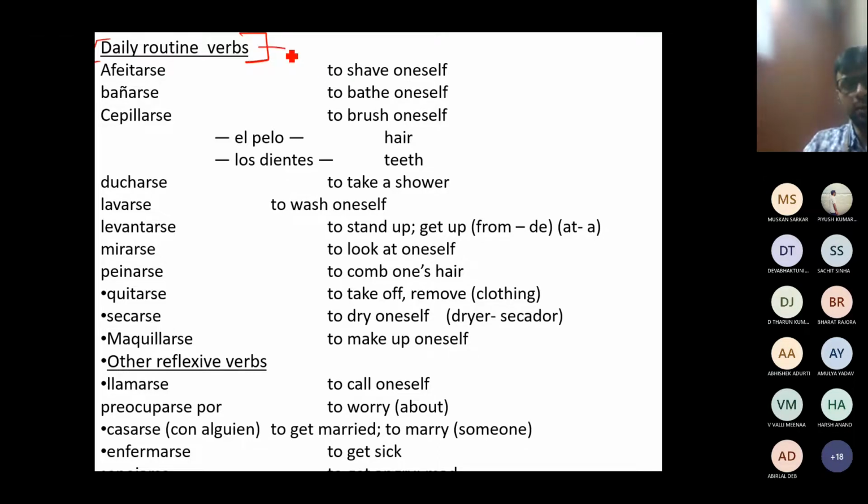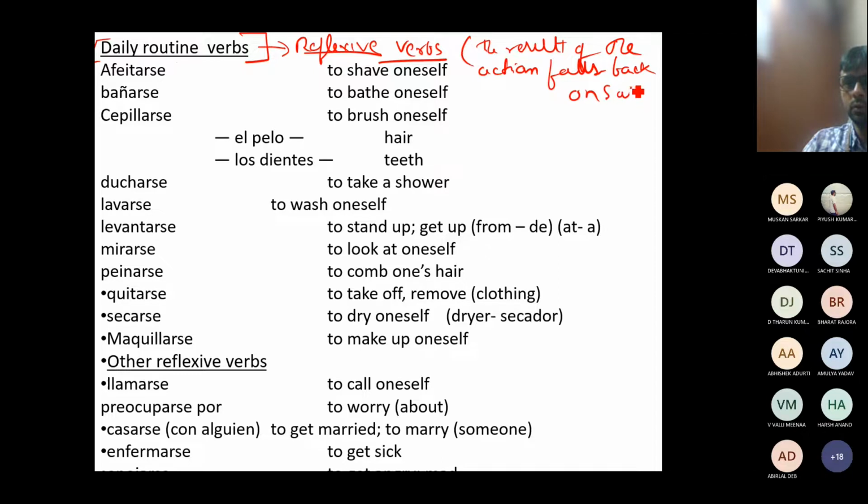Now within that, if you see the daily routine verbs in Spanish, they are basically reflexive verbs. And what is the reason that these daily routine verbs are reflexive? As it was explained in the very beginning, reflexive verbs are the type of verb where the result of the action falls back on the subject. So that is the quality of a reflexive verb, that the result of the action falls back on the subject.